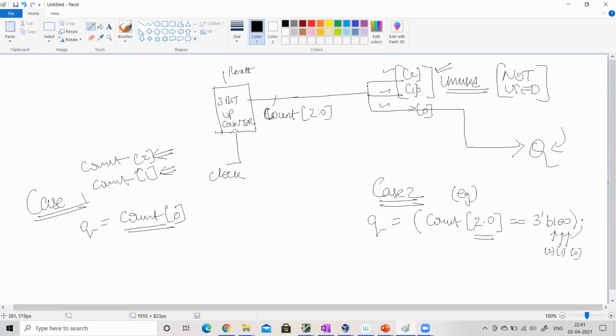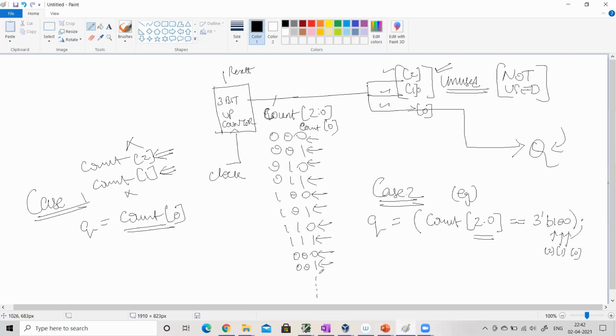Whereas in this case, I don't need bit 2 and bit 1. Q is count[0], and let us see how count[0] behaves. If I look at the up counter, the count pattern is going to be 0, 1, 2, 3, 4, 5, 6, 7. Again it goes back to 0, 1, and so on, correct? Now this is my Q, count[0]. Every clock cycle the bit is toggling, correct? This bit is toggling on every clock cycle.